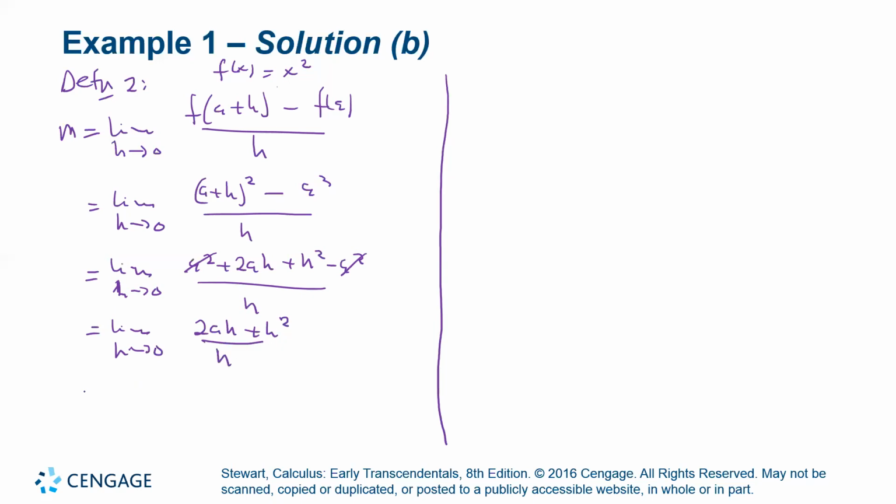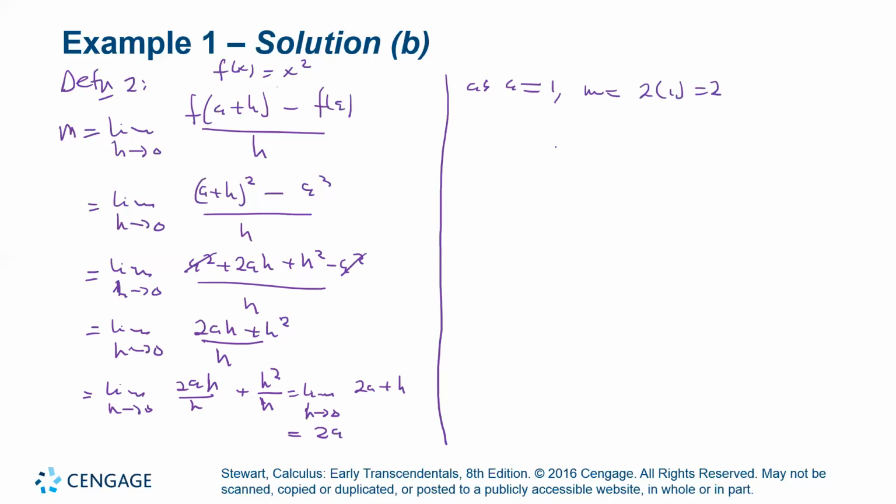Now, if you divide this, you have the limit, h goes to 0, of 2ah over h plus h squared over h. If you split that, that is equal to the limit, h goes to 0, of 2a plus h. Now, as h goes to 0, you have 2a. Now, again, as a is equal to 1, then the slope m is equal to 2 times 1, which is 2.